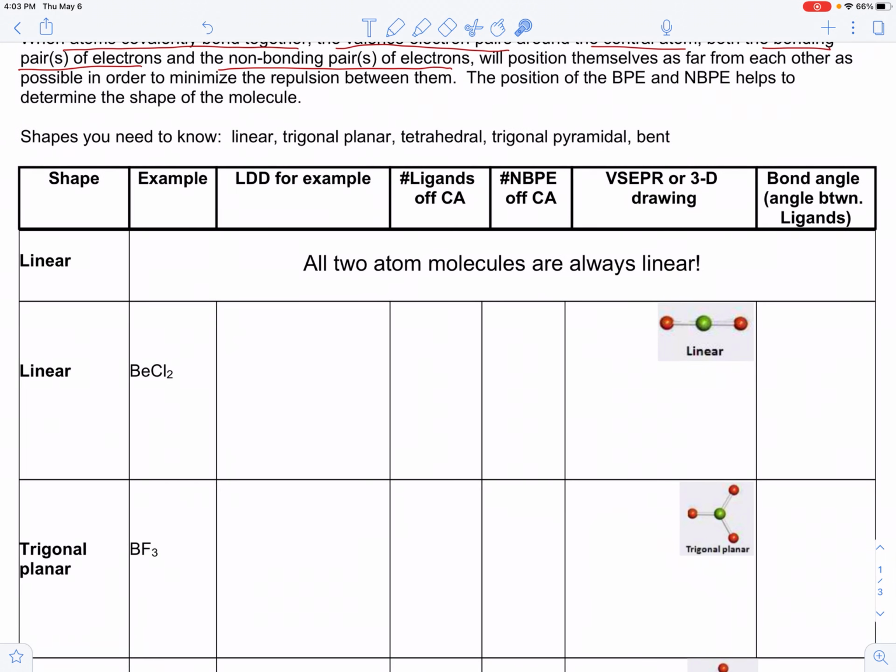So let's start with linear. So the first thing you'll notice in your notes is the idea that all 2 atom molecules are always linear. So that might be something like I2 or CO. Those would be good examples. HF. Those are all 2 atom molecules. They're always going to be bonded just to each other. So they're always going to form a linear molecule. So I bonded to I, H bonded to F. These are always going to form linear molecules.